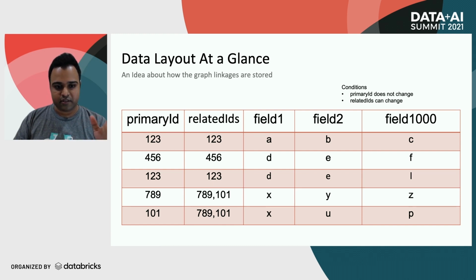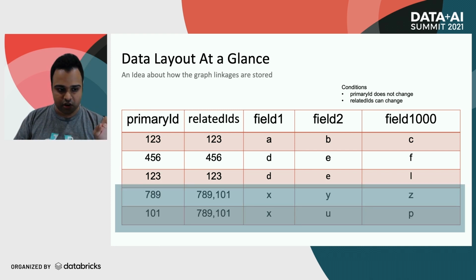The fields, field 1 to 1000, we just have a whole lot of fields and data related to the record. So you can imagine that each record in this table represents a click, and primary ID tells you who generated the click. Related IDs tell you who that ID is related to. Let's actually focus our attention on the last two lines, which say 789 is linked to 101. And so what you will see is we also have a row for a record that is generated by 101. And we see that the related ID is 789.